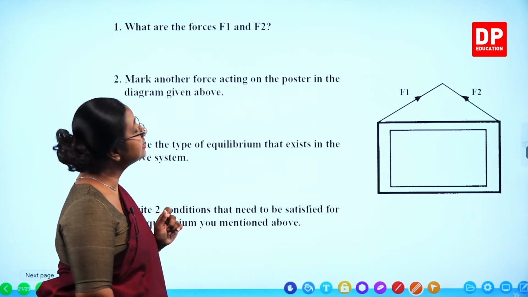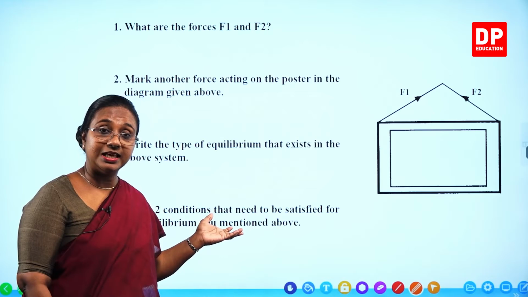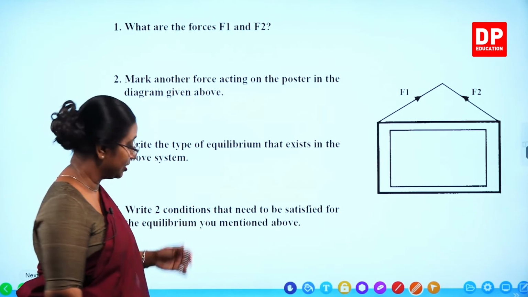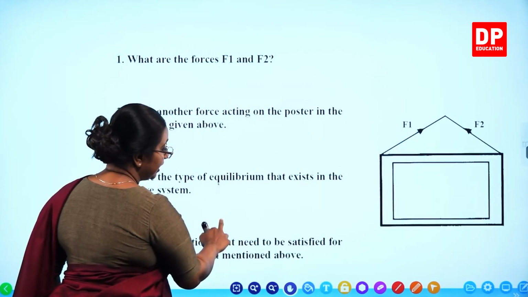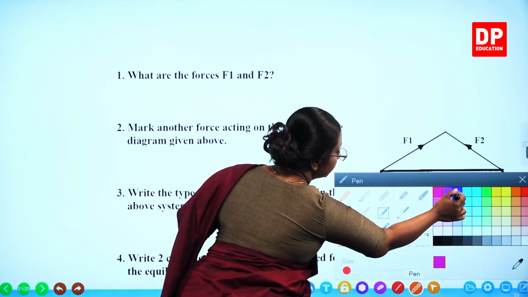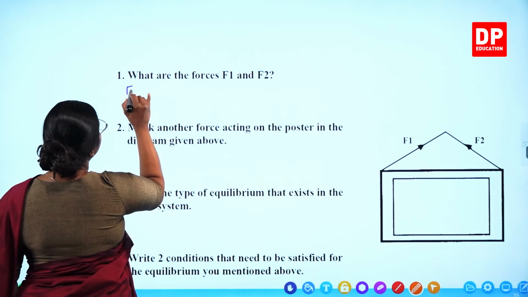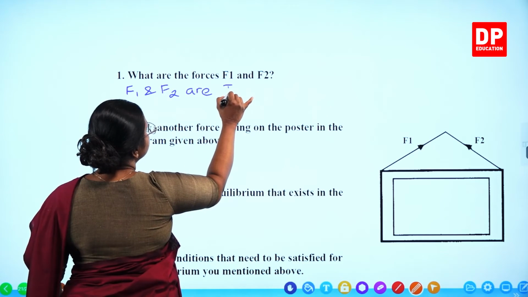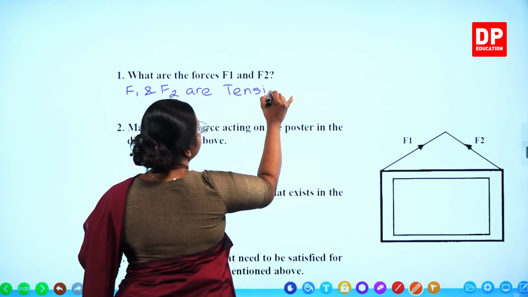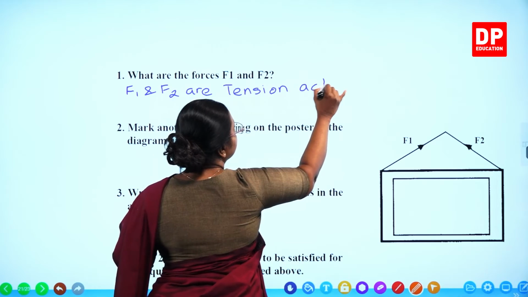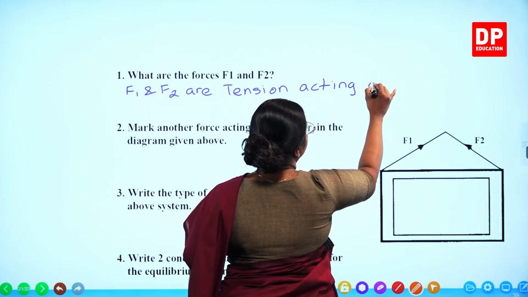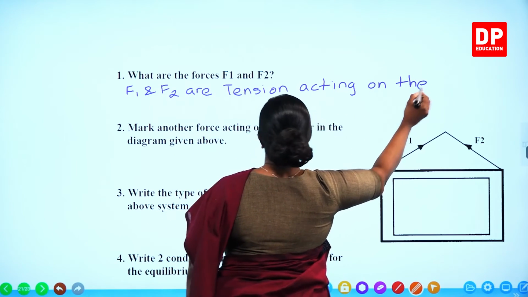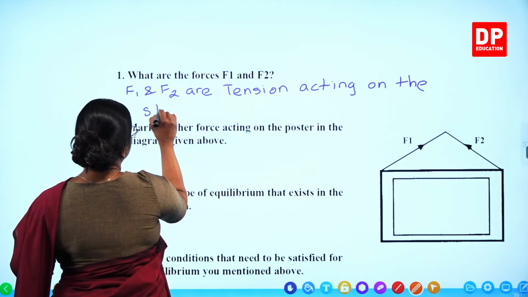What are the forces F1 and F2? What are they? They are the tension. So here the forces F1 and F2 are tension acting on the string.